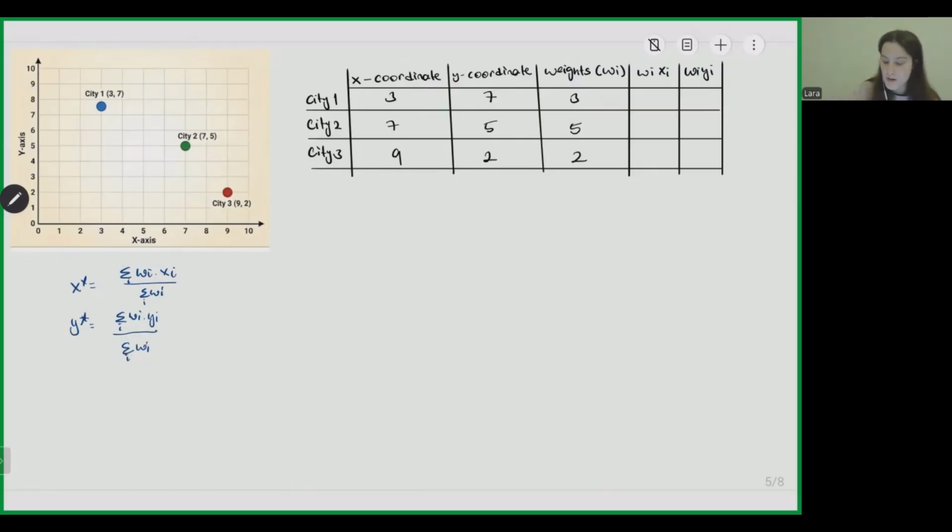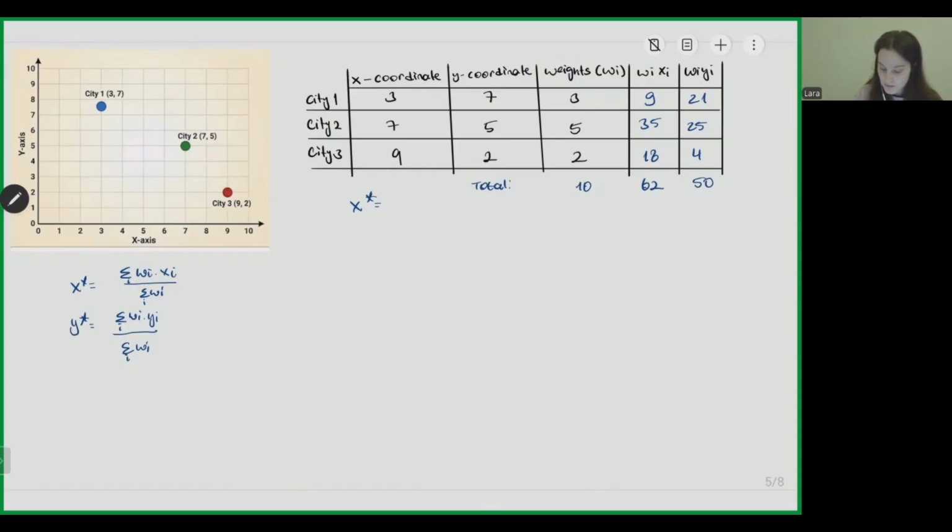Let's calculate first wi xi value and wi yi value. Okay, so 3 times 3 is 9, 7 times 3 is 21, 7 times 5 is 35, 5 times 5 is 25, 9 times 2 is 18, and 2 times 2 is 4. So this is already halfway. So we are now going to find x star value. So we are going to have to find the total value first. So let's calculate 3 plus 5 plus 2 is 10. 9 plus 35 plus 18 is 62. And 21 plus 25 plus 4 is 50.